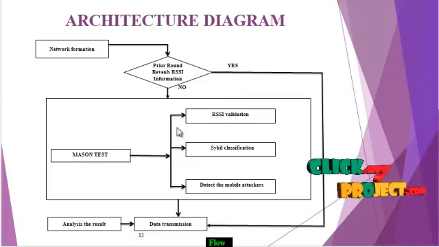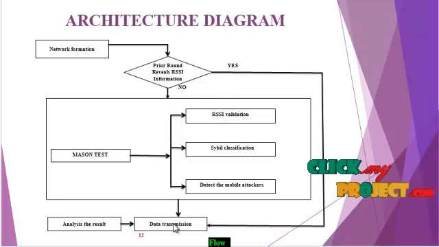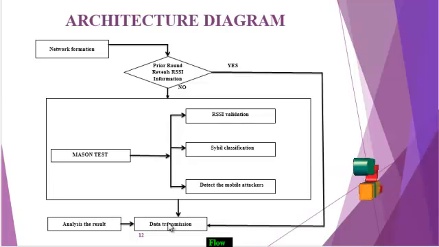The Mason test contains the RSSI validation. RSSI validation is the received signal strength indicator. And then the Sybil classification. Sybil classification checks whether the node may be an attacker node or not, detecting the mobile attackers. If the node is not an attacker, it will be sent to the data transmission. Otherwise, it will be eliminated from the network communication. When the data transmission ends, the analysis of the results follows.